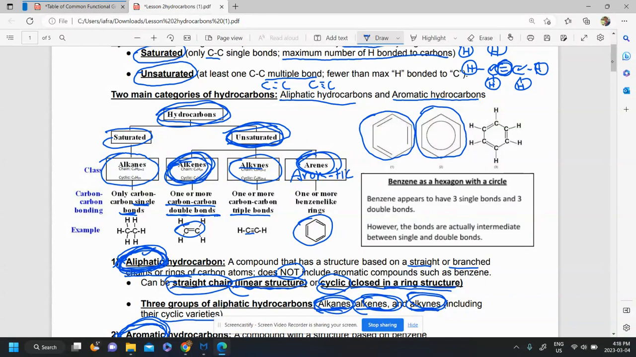But they're also unsaturated because they have double bonds, which means that they contain less than the maximum number of H that you could have if you only had single bonds.